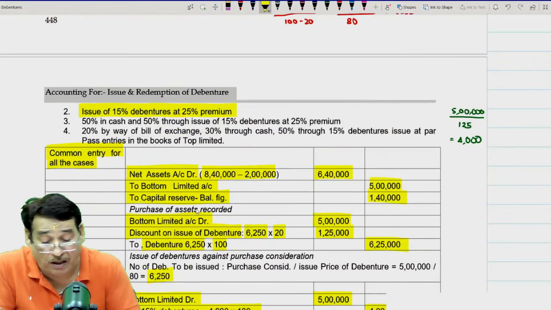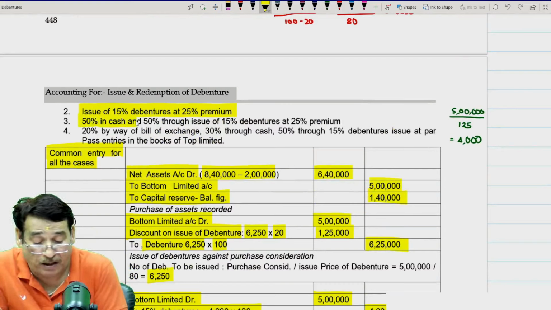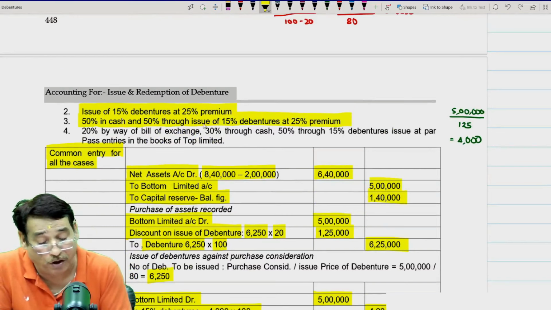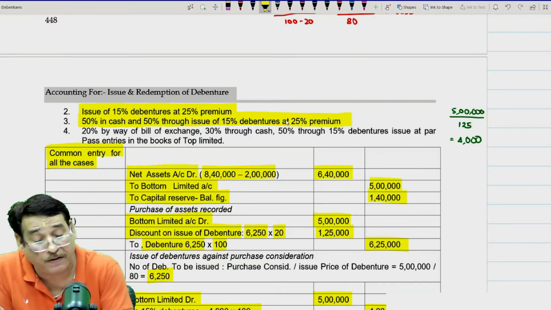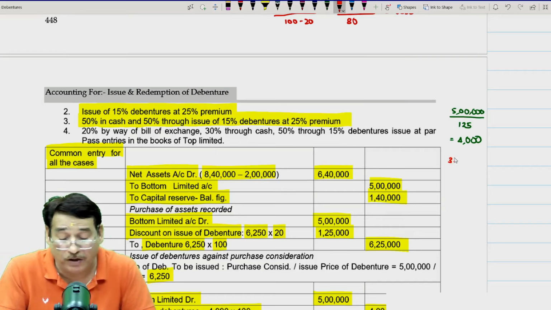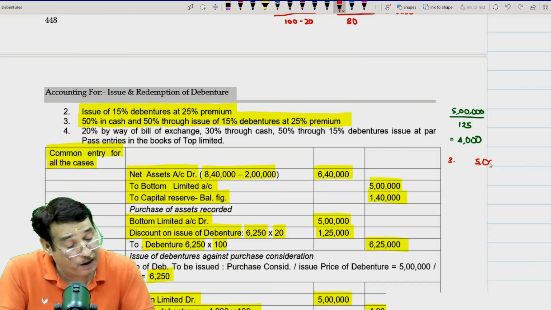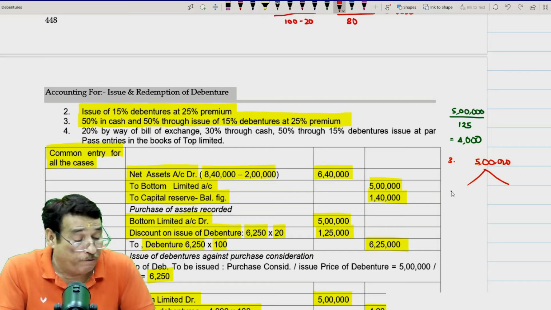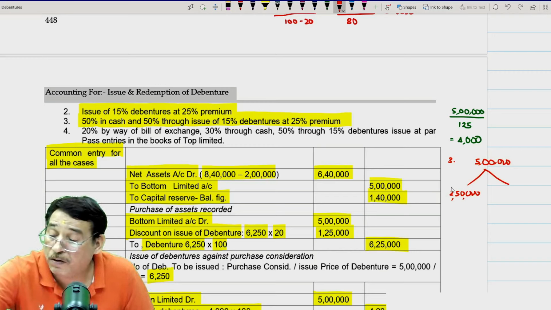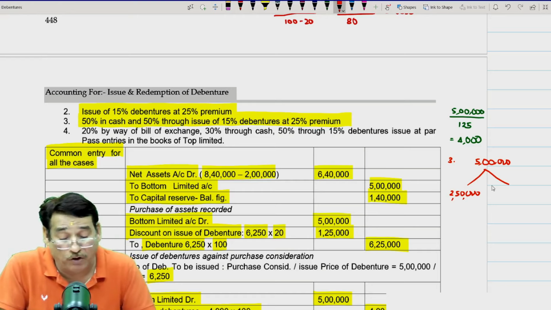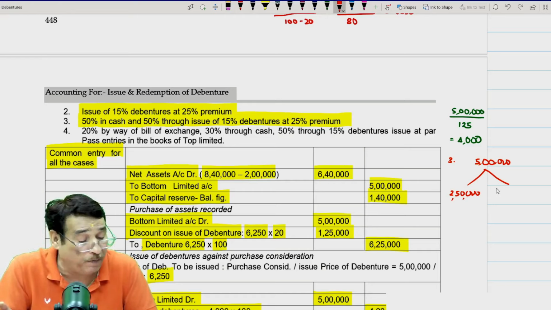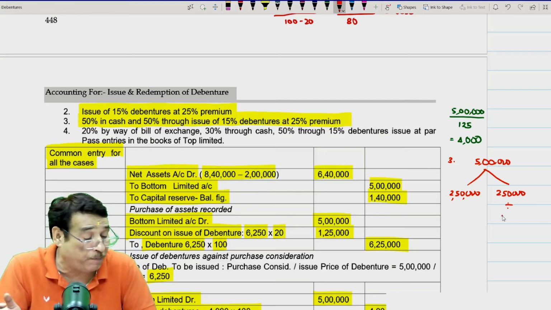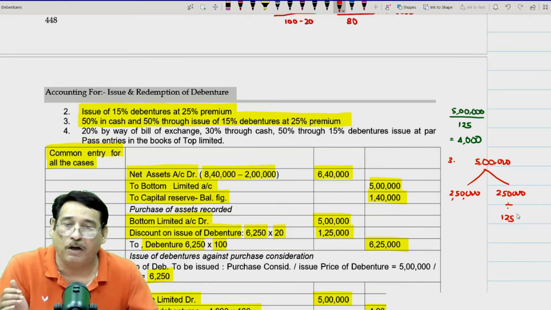Now case 3 is also given. Case 3 is that you are making the payment 50% in cash and 50% through issue of 15% debenture at 25% premium. Now in case number 3, you have to make a payment of 5 lakh. In order to make a payment of 5 lakh, 50% payment, that is 2,50,000, you are making by way of cash, isn't it? Is it clear to you? And 50% through issue of 15% debenture at 25% premium. So the balance of the payment, 2,50,000, you will have to make by issuing debenture at 25% premium. So 2,50,000, the balance purchase consideration, divided by issue price 125. This is how you are going to pass the entry.